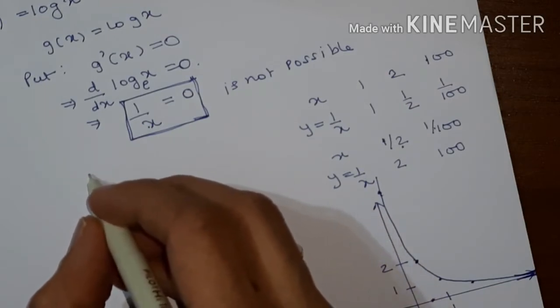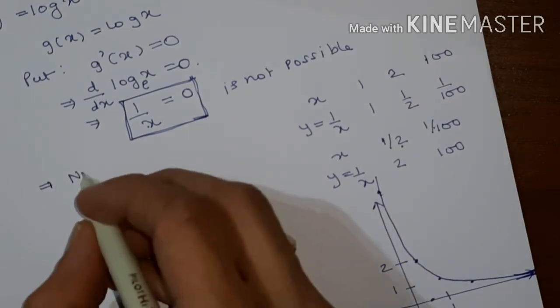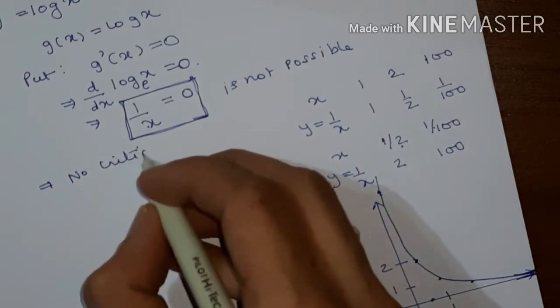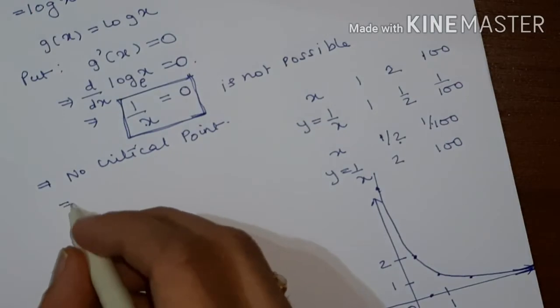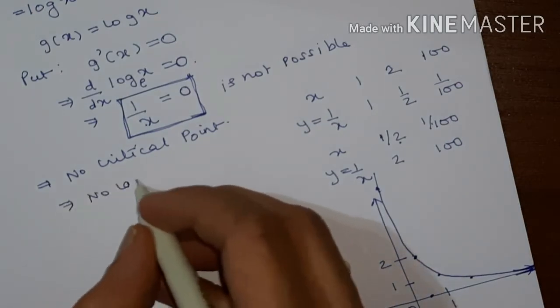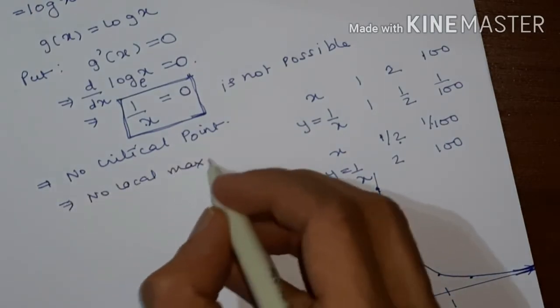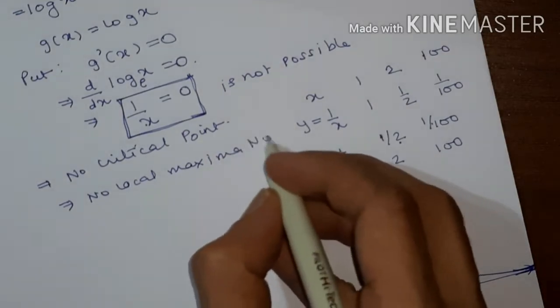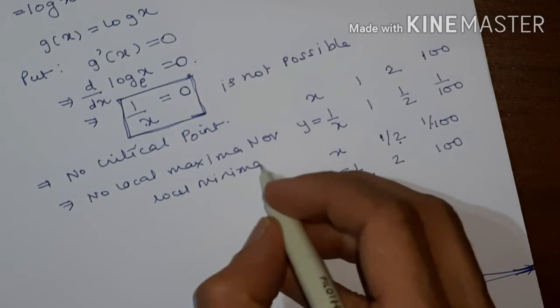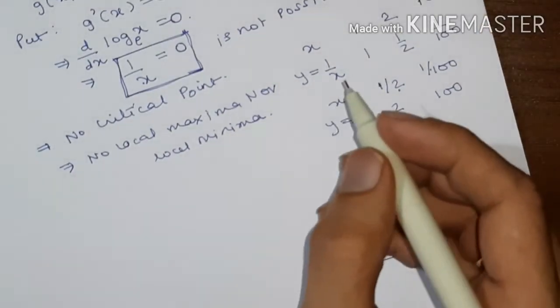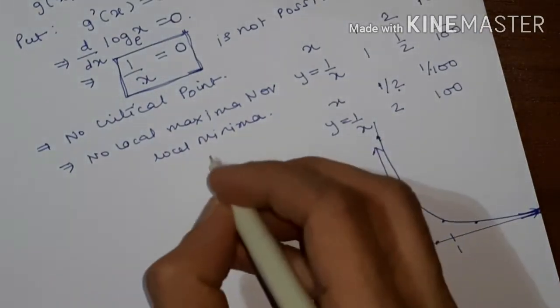So there is no critical point, and so no local maxima nor local minima. So that is the solution.